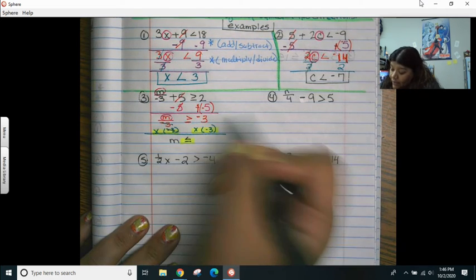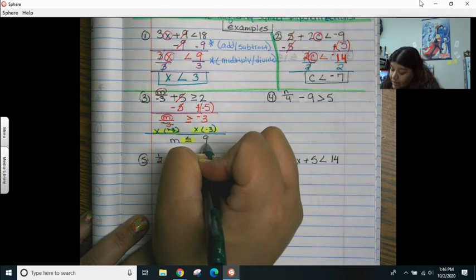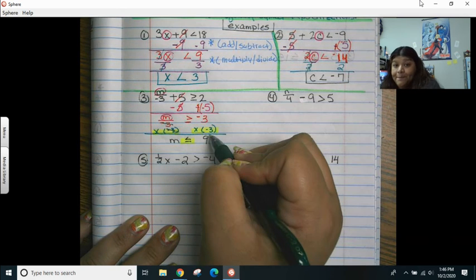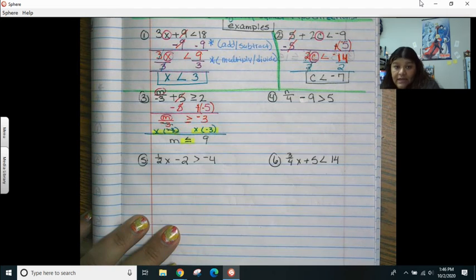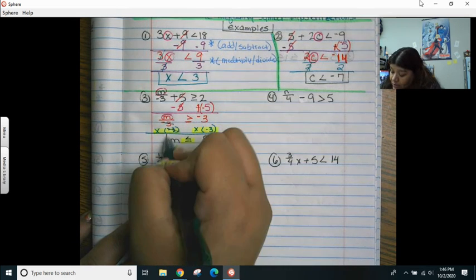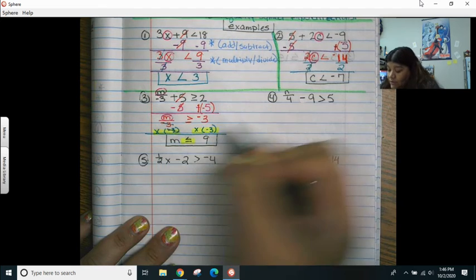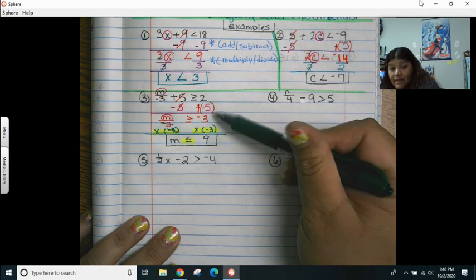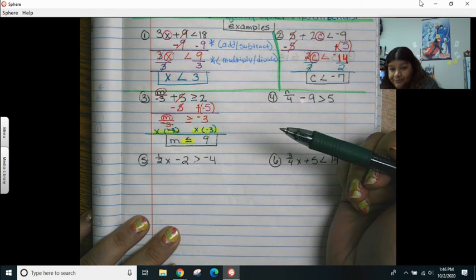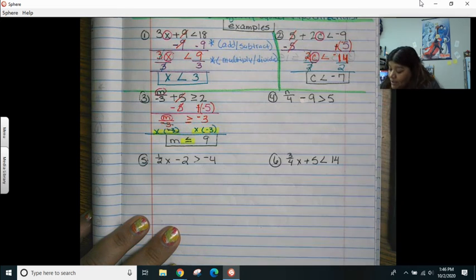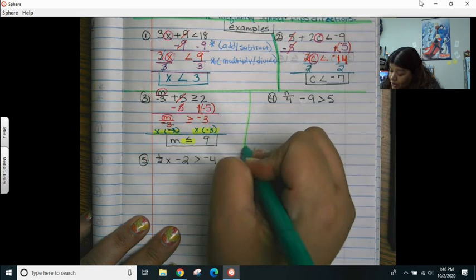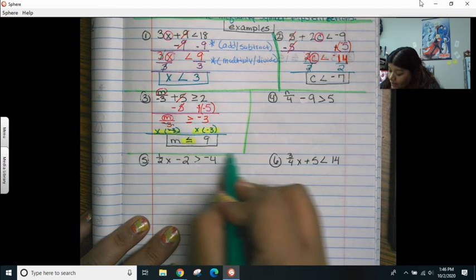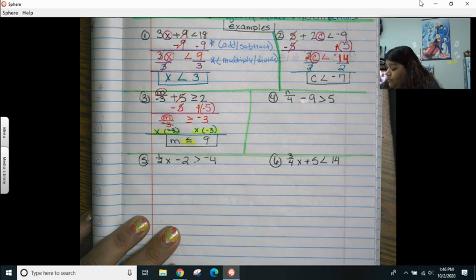Okay? And then 3 times 3 is 9. My signs are the same. And if you're multiplying and they're both negative, your answer stays positive, okay? So make sure you remember that rule. So the answer here is M is less than or equal to a positive 9 because same signs, positive answer, okay? A lot of those integer rules, guys, those positive, negative rules, you have to make sure you know them, okay? You need to make sure you know those.